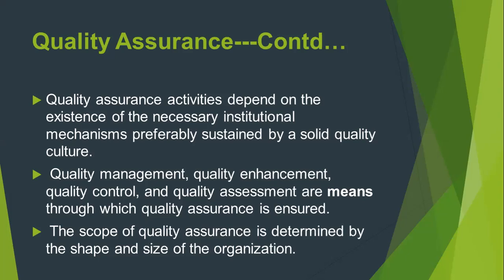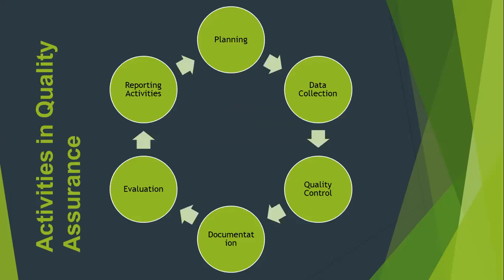For this purpose, there are different committees known as Quality Assurance Committee, Quality Enhancement Cell, and Quality Control Cell. So, activities involved in quality assurance are planning, data collection, quality control, documentation, evaluation, and reporting activities. No doubt planning is always made on the basis of the targets and the objectives, and certain rubrics and scales are framed to collect the information and data.